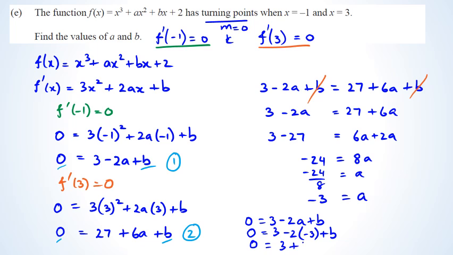Minus 2 minus 3 is plus 6 plus b. So rearranging it, I'm going to get 0 equals 9 plus b. B is equal to -9. And there's my two answers for a and b. So finding a and b gets you an excellence.